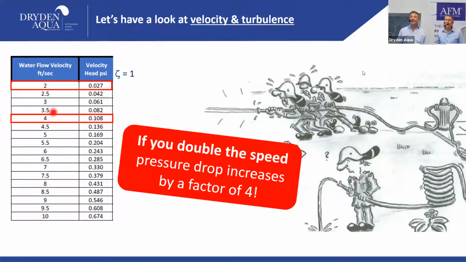Or, if you have 4 feet per second velocity, then you can see that your pressure drop actually quadruples, right? So keep this in mind. When you increase your speed, your friction will go up by a factor of 4. If you double your speed, you increase by a factor of 4. Exactly. Easy to keep.